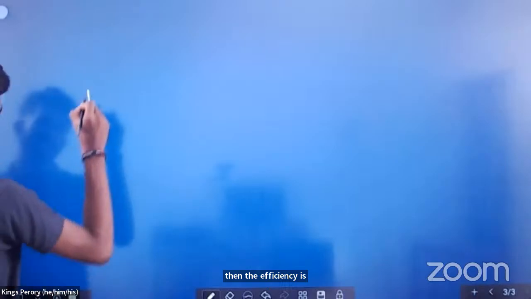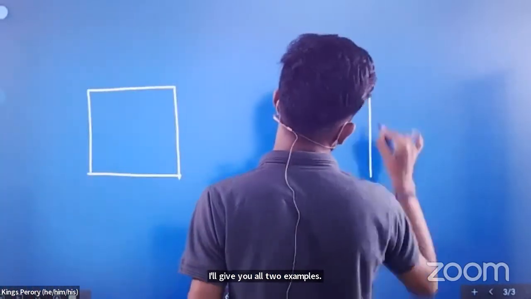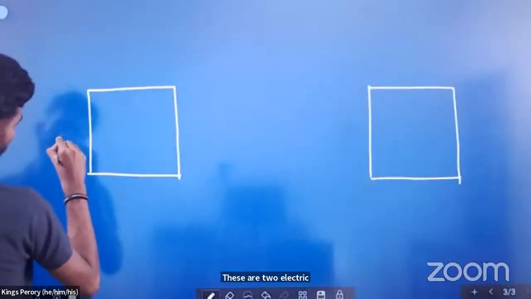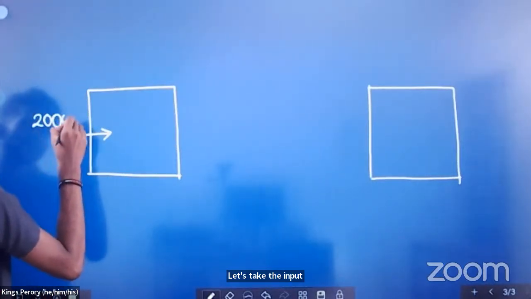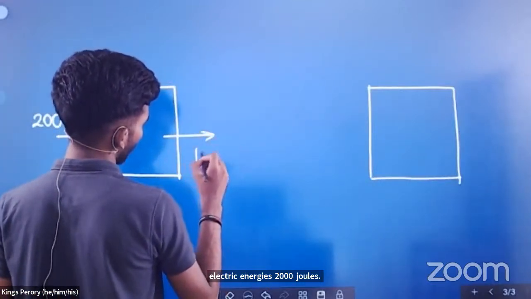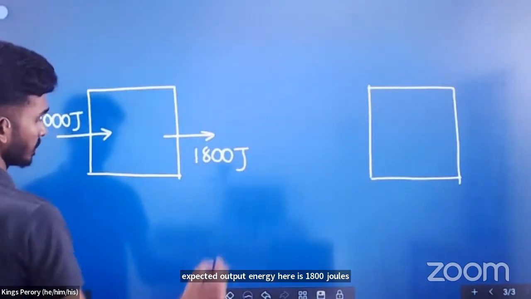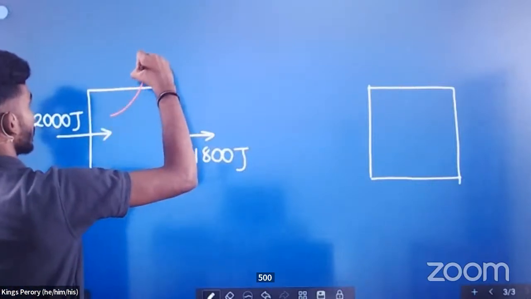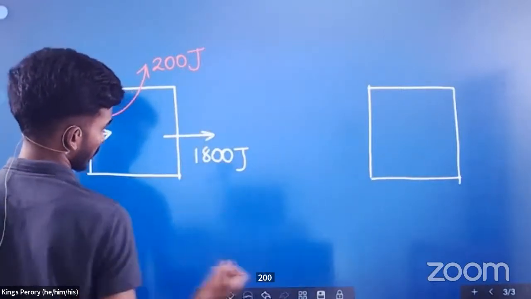I'll give you all two examples. Now these are two electric appliances. Let's take the input electric energy is 2000 joules. Expected output energy here is 1800 joules. Tell me how much is the loss here? 200 joules. I will name it as electric appliance A.